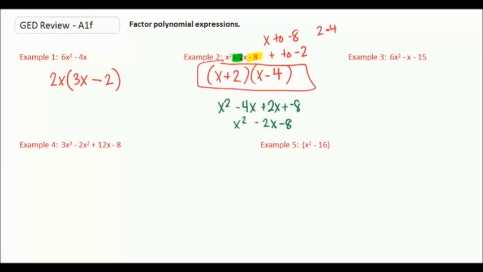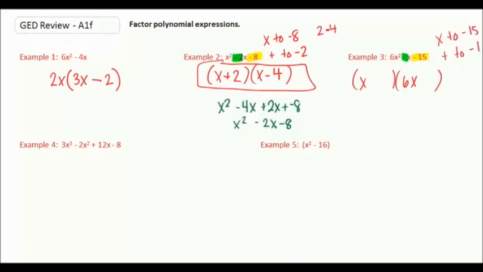Okay, example 3 is very similar to example 2, but the problem is we don't just have x squared out front. So you have to play around with it a little bit. It's kind of like a guess and check. Okay, it's quite possible that we might have x and 6x in our parentheses. Okay, and then we need to figure out 2 numbers that multiply to -15 and then add to -1.